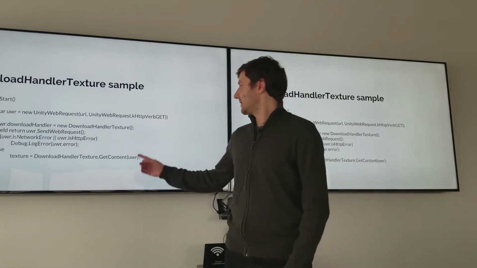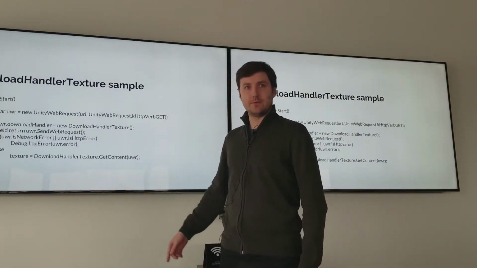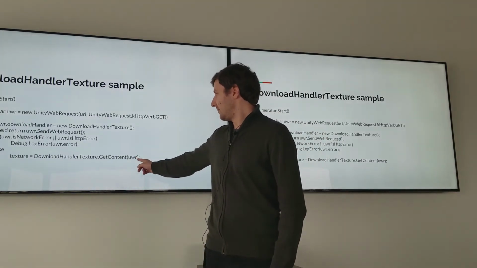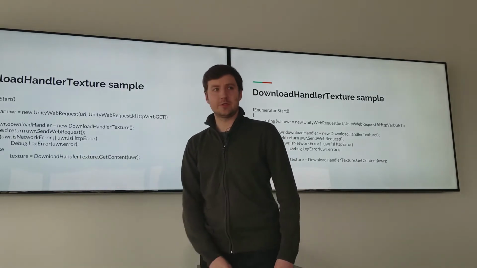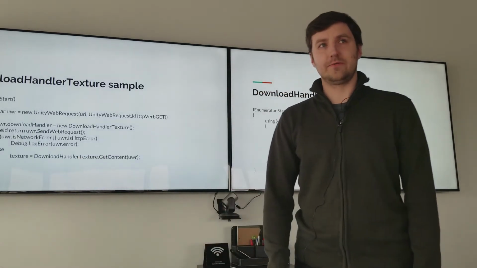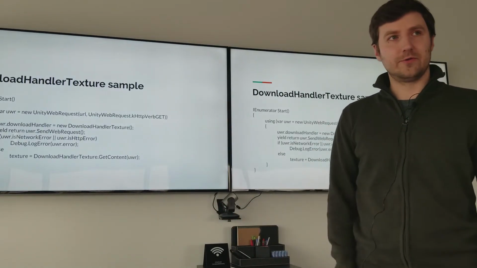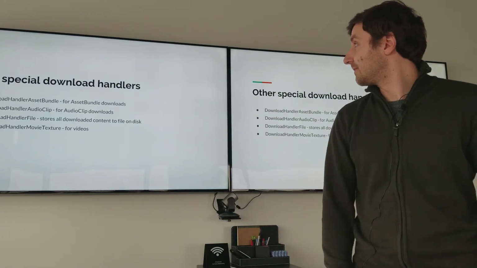All those specialized download handlers usually have a static method GetContent so that you don't need all those fancy casts, just pass the UnityWebRequest to get content. In the case of texture, it returns you a texture. In the case of asset bundle, it will give you an asset bundle, just to avoid all those casts and make it quicker.